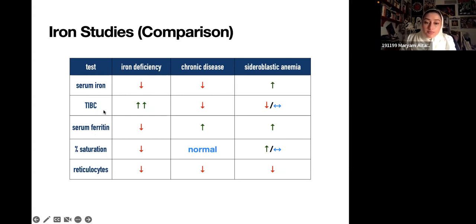Ferritin, on the other hand, in iron deficiency is low, remember, because this is the storage form of iron. And this is the very key differentiating factor. Iron deficiency has low serum ferritin. Chronic disease or anemia of chronic disease has high serum ferritin. And percent saturation in chronic disease is normal, but percent saturation in iron deficiency is low. And for all of them, your reticulocyte count is going to be low because you're not able to utilize that iron to make the various RBCs.